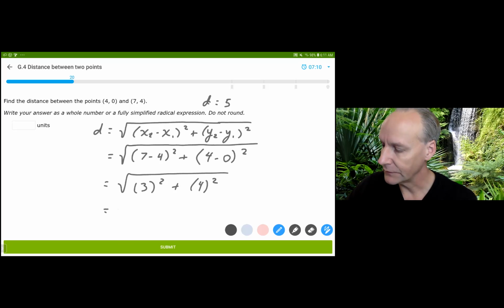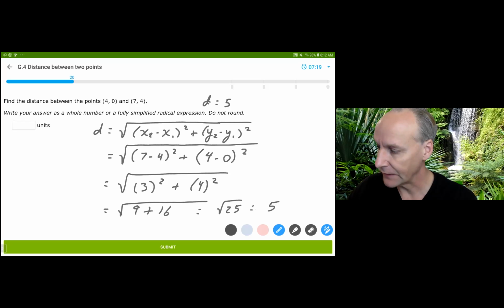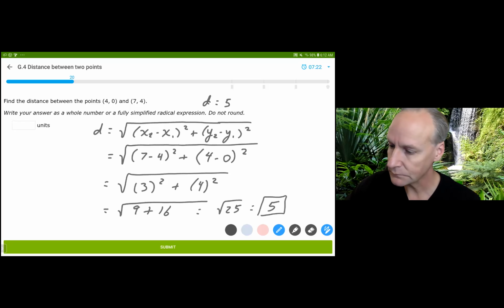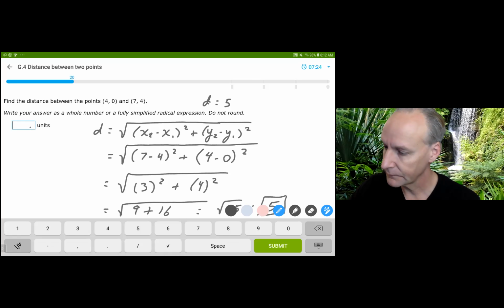And by the way, this is a 3, 4, 5 Pythagorean triple. For those of you who've never heard of them before, you're definitely going to be in for a treat. 9 plus 16 is the square root of 25, which of course is 5, as I said. And there we go.